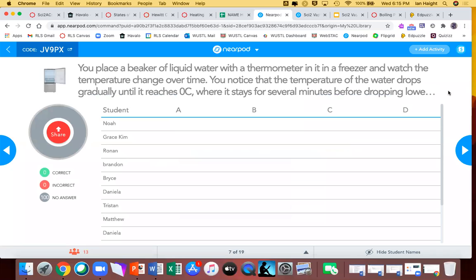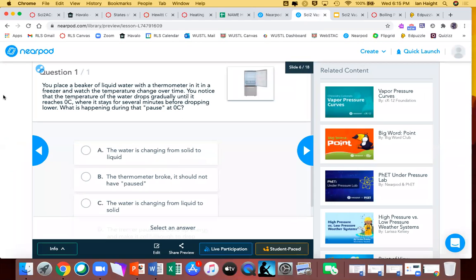So here's the first question to present to you. You place a beaker of liquid water with a thermometer in it in a freezer and watch the thermometer change over time. You notice the temperature of the water drops gradually until it reaches 0 Celsius, where it stays for several minutes before dropping lower. What is happening during this pause at 0 degrees Celsius?